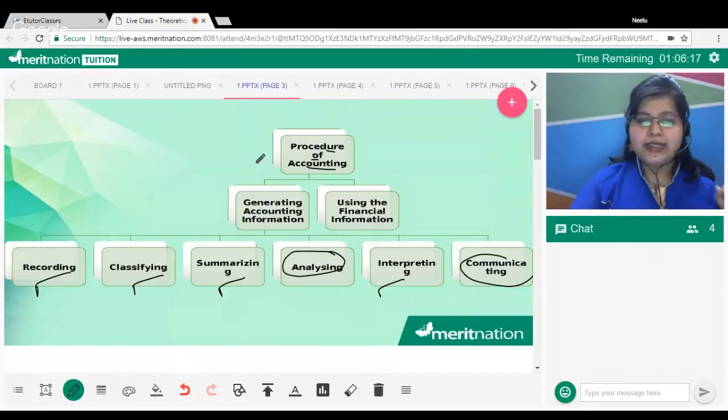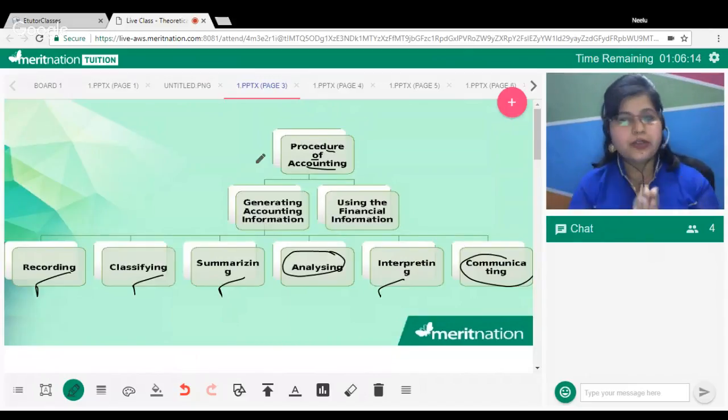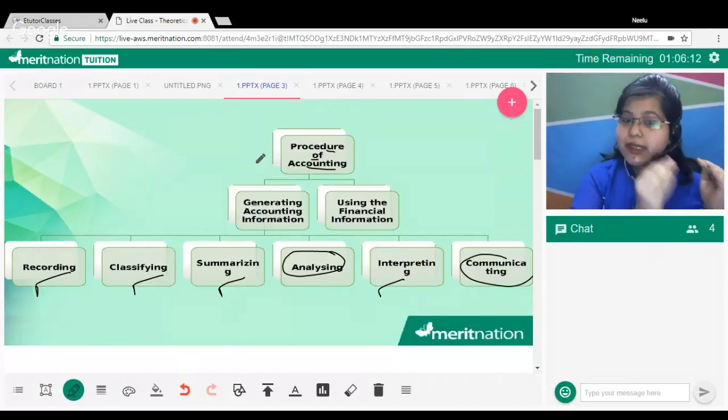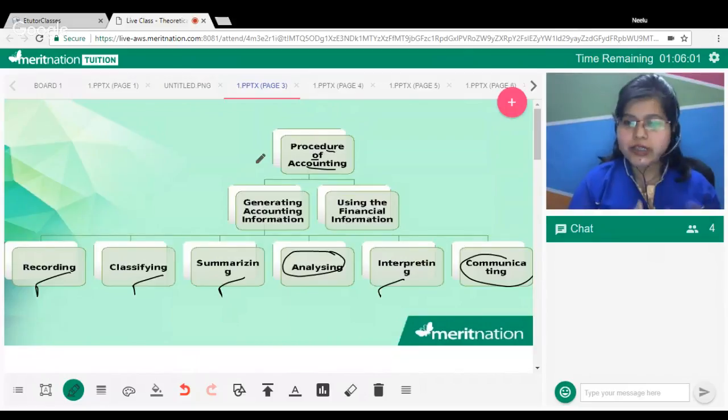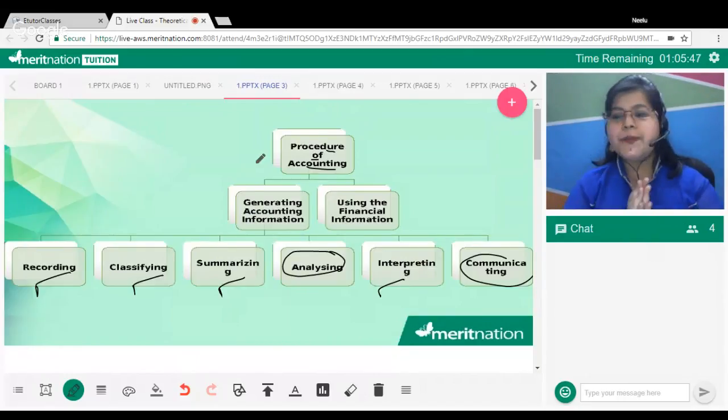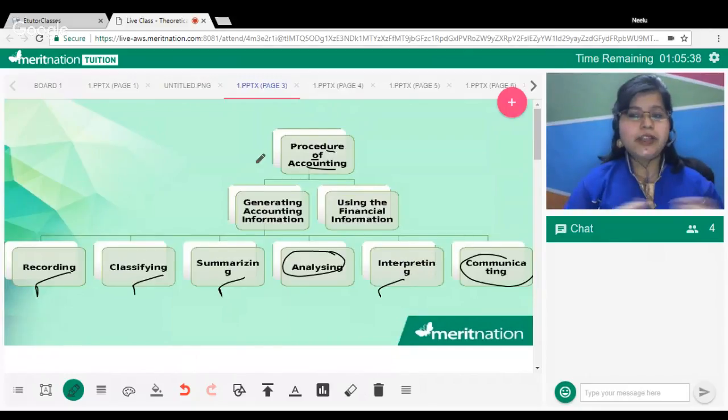Now, the accounting process basically says there are two portions of accounting. One is when we create the accounting information, and the second is when we use the accounting information for the benefit of the users of accounting, or for the future decision making of the organization itself. So when we talk about generating accounting information, our entire process starts with identifying transactions which can be recorded in accounting.